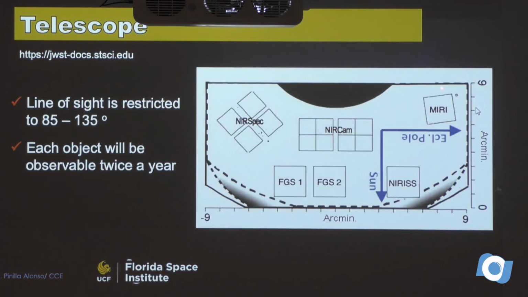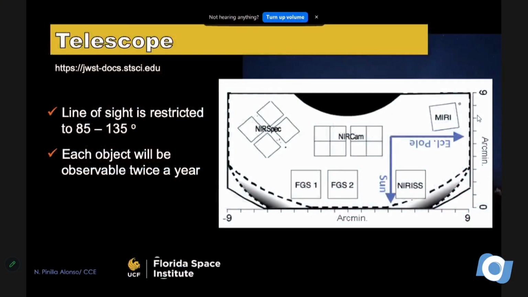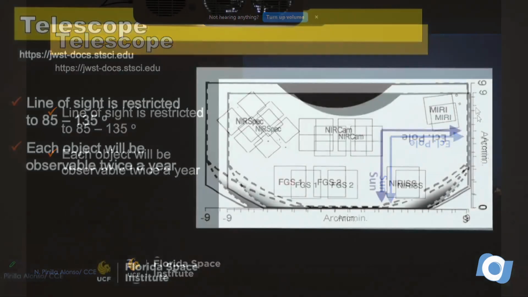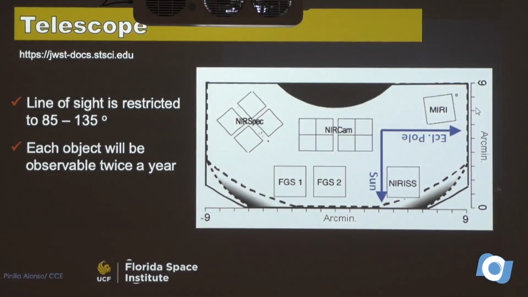This is how the field of view of the different instruments is positioned. So you have a near-infrared spectrometer, near-infrared camera, infrared spectrometer and imager, and then you have this other spectrometer that is better for exoplanets, not for our field. And then this is the guidance system.